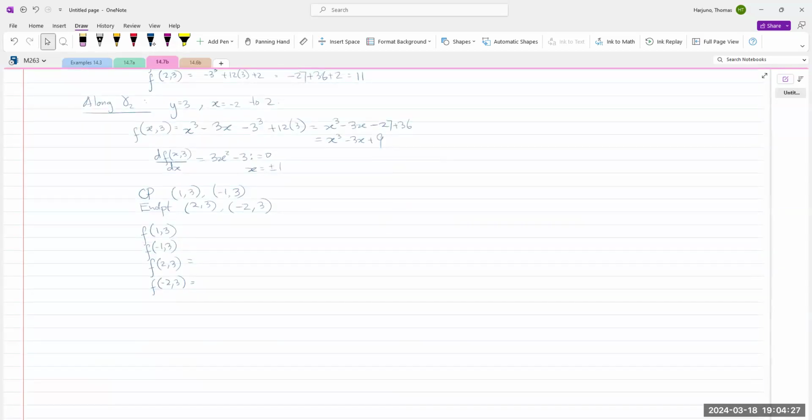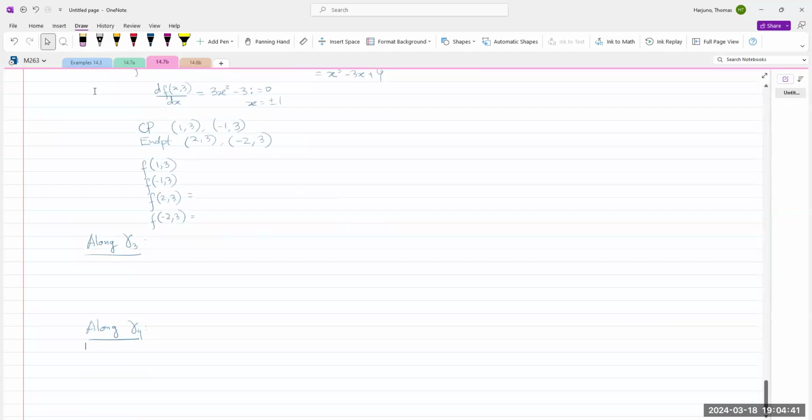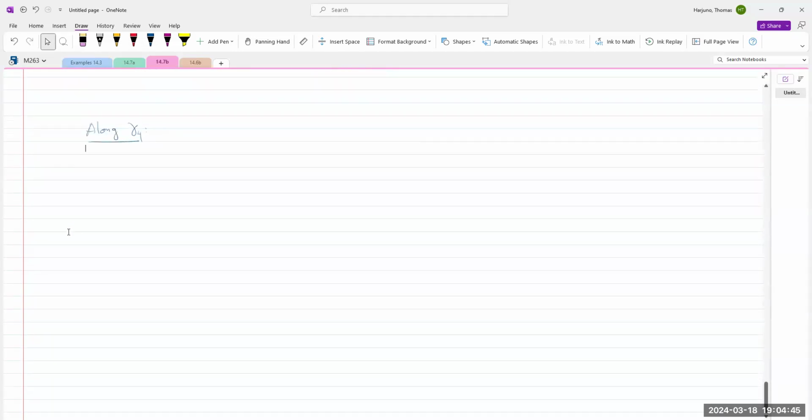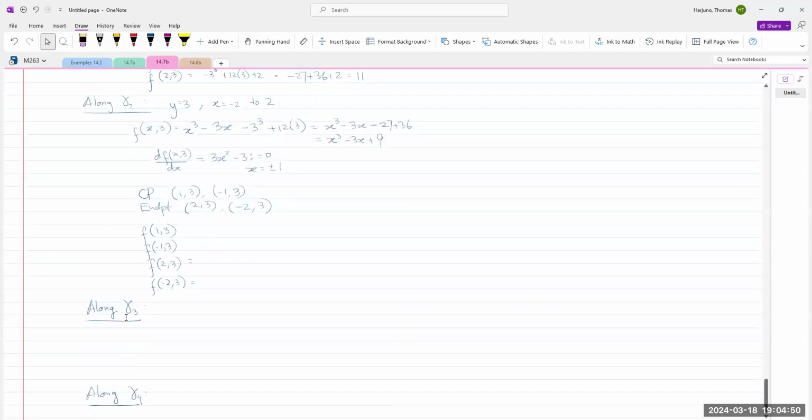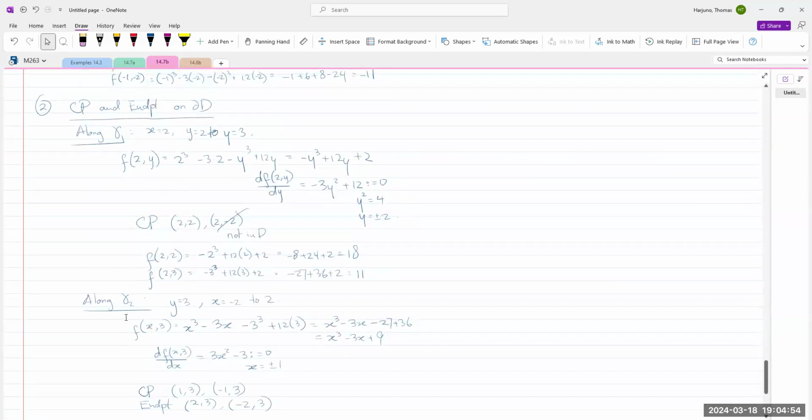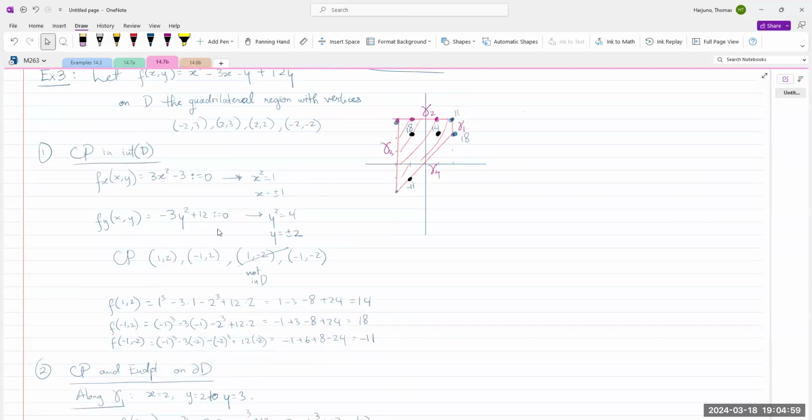Yeah, you compute that, and then you go along gamma 3, and after that you will go along gamma 4. Okay, you collect the values for all the critical points and endpoints, and then you can see which is the absolute maximum and which is the absolute minimum. Let me ask you to continue with this though. Okay, and then on Wednesday when we come back, I will continue on this also. Okay, that's for today.